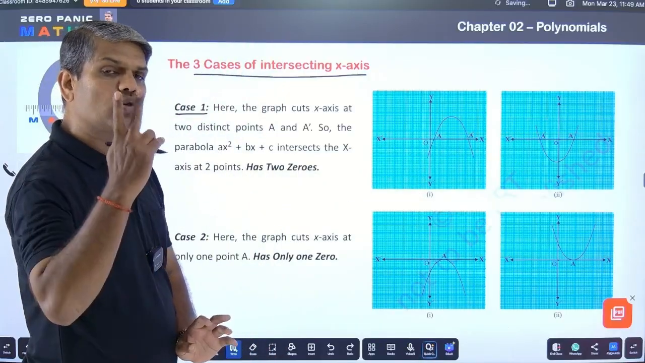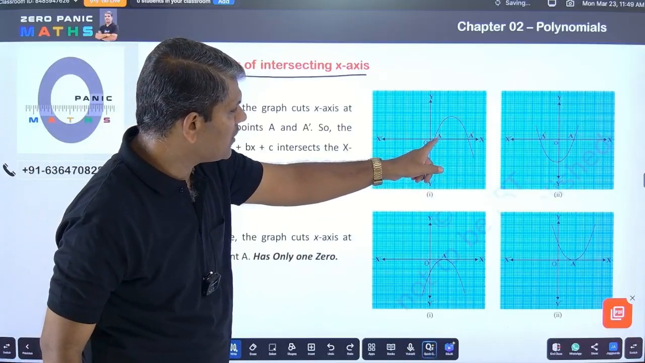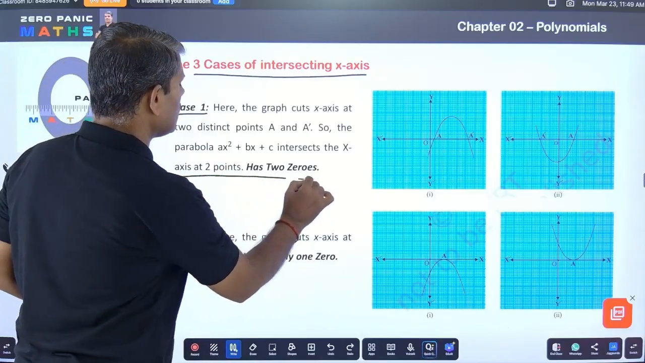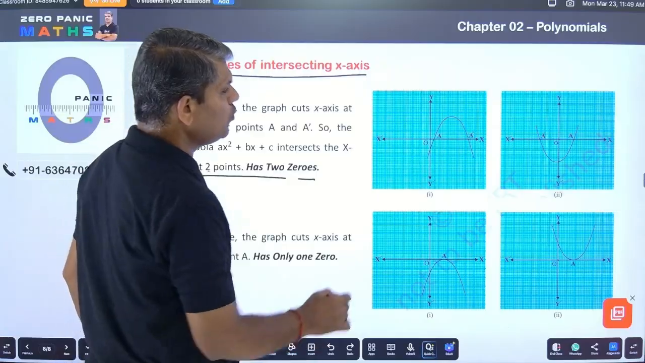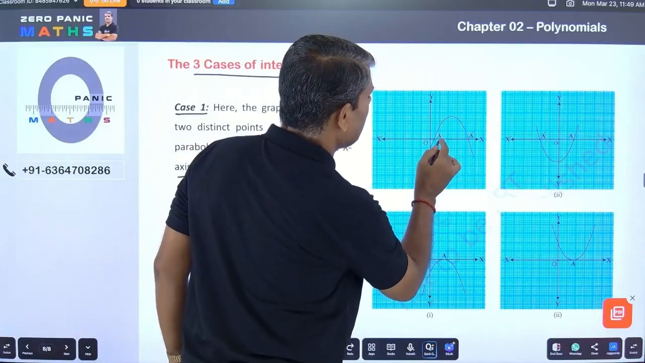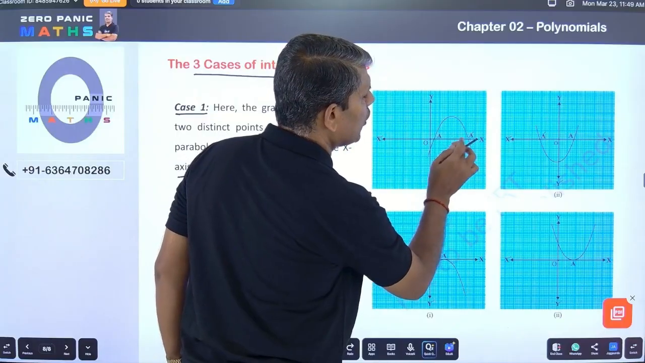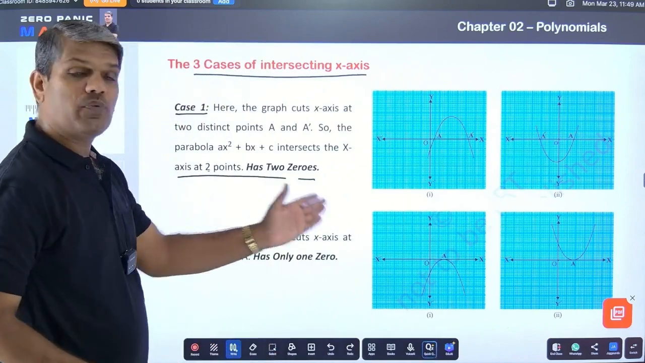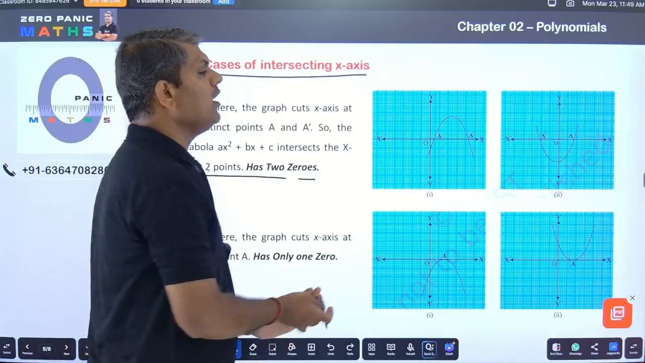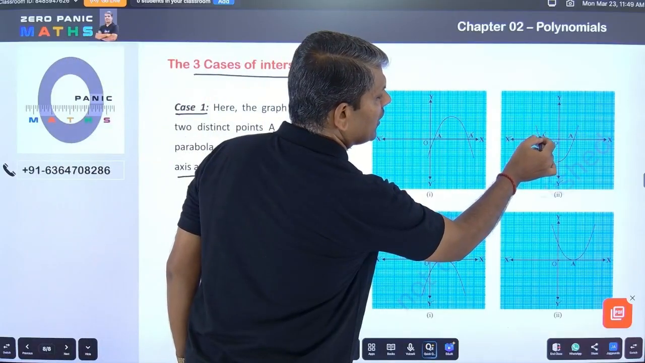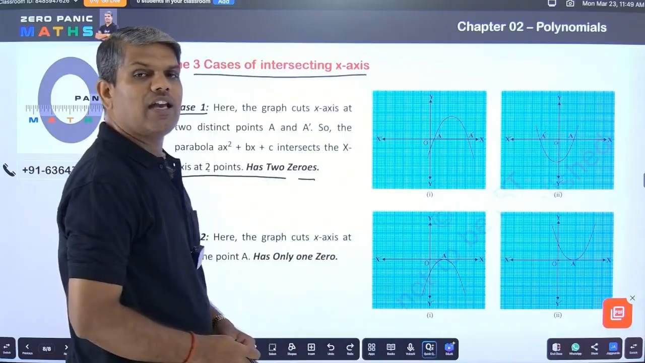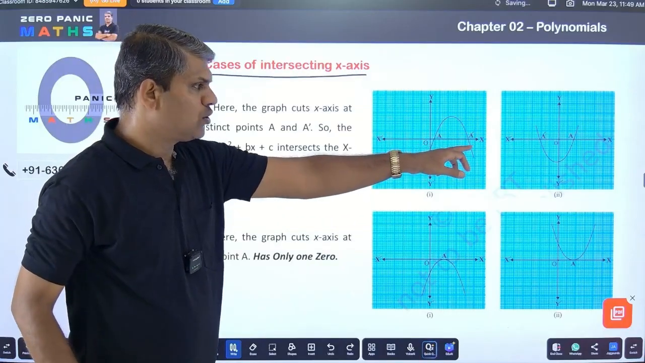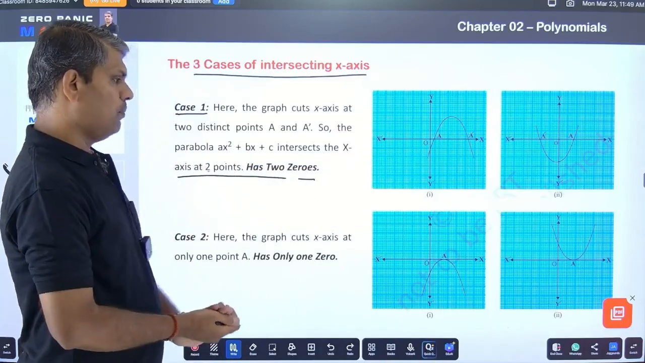The case one is where the parabola, either in the downward direction or upward direction, is going to cut or intersect the x-axis at two different points, and those two different points are A and A dash. The two points may be one on the positive side and one on the negative side, as we have seen in the previous example, or you might also get both zeros as positive values only.